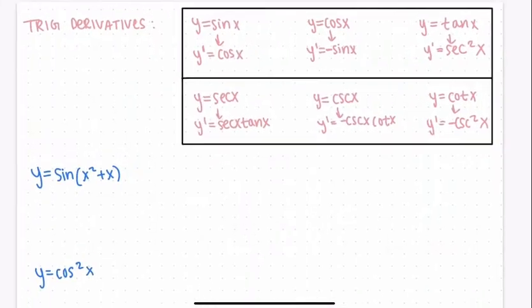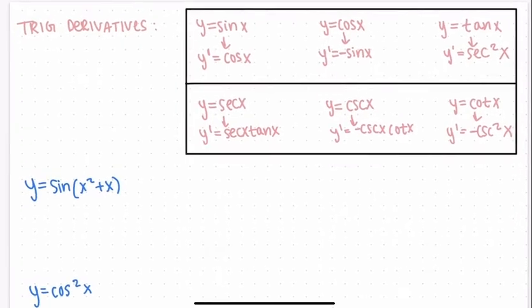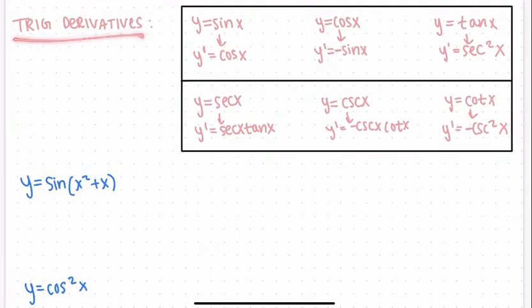Moving on, so we're going to just review trig derivatives. So the derivative of sine is just going to be cosine. Derivative of cosine is going to be negative sine. Derivative of tangent is secant squared. Derivative of secant is secant x tangent x. Derivative of cosecant x is negative cosecant x cotangent x. And the derivative of cotangent x is negative cosecant squared x, okay?